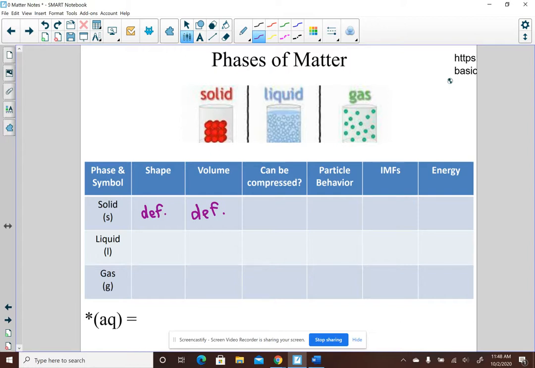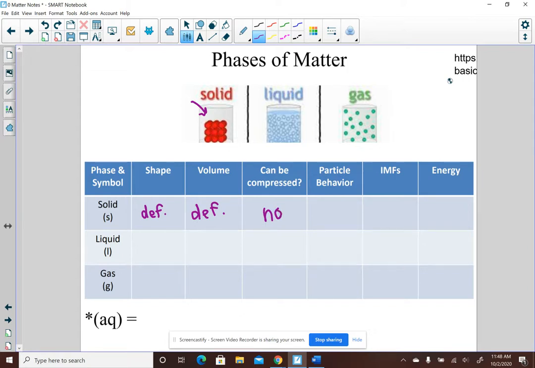As far as if it can be compressed or not, that means, can you take the molecules in the sample and push them closer together? So take a look at this particle diagram. Does it look like there's space to push these particles closer together? No. So we say that solids cannot be compressed.